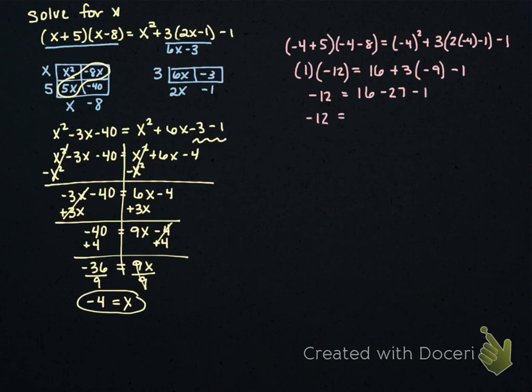So we have negative 12 equals 16 minus 27, which will give us negative 11, minus 1, which will give us negative 12. So since negative 12 equals negative 12, that means that negative 4 is our correct answer, and we have successfully solved for x.